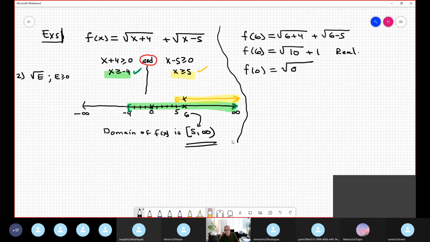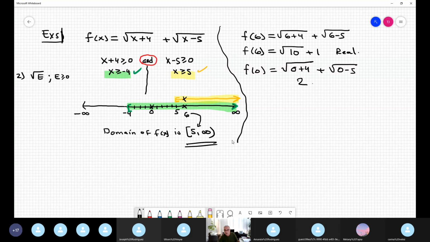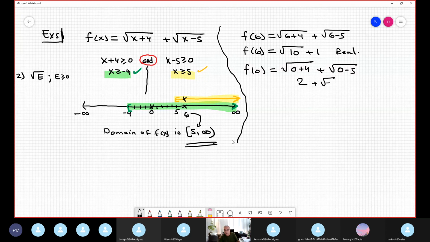Suppose 0. Square root of 0 plus 4, plus square root of 0 minus 5. Look at that. 0 plus 4 is 4, and the square root of 4 is 2. Nice. But here you have square root of negative 5. It's imaginary. That is the reason 0 fails, an imaginary value. And of course, in another point here, it fails as well.